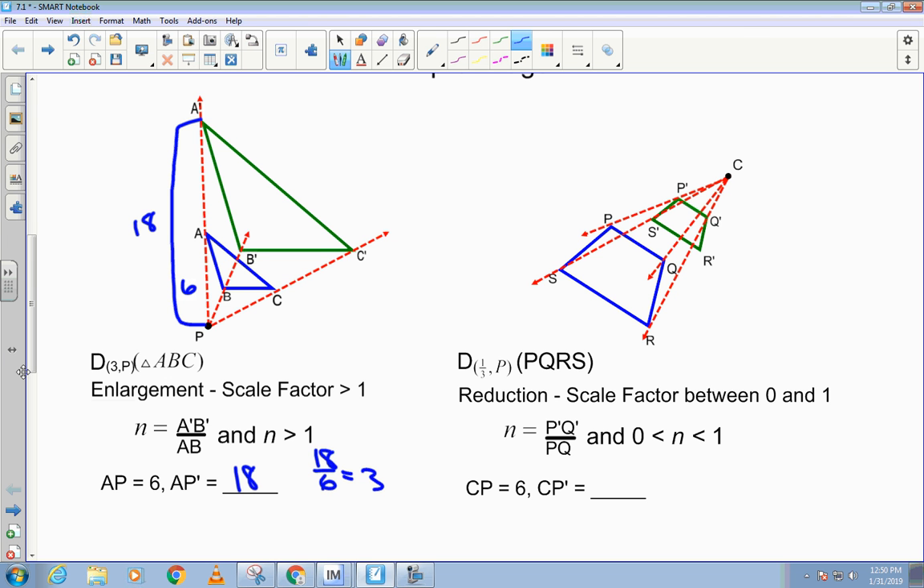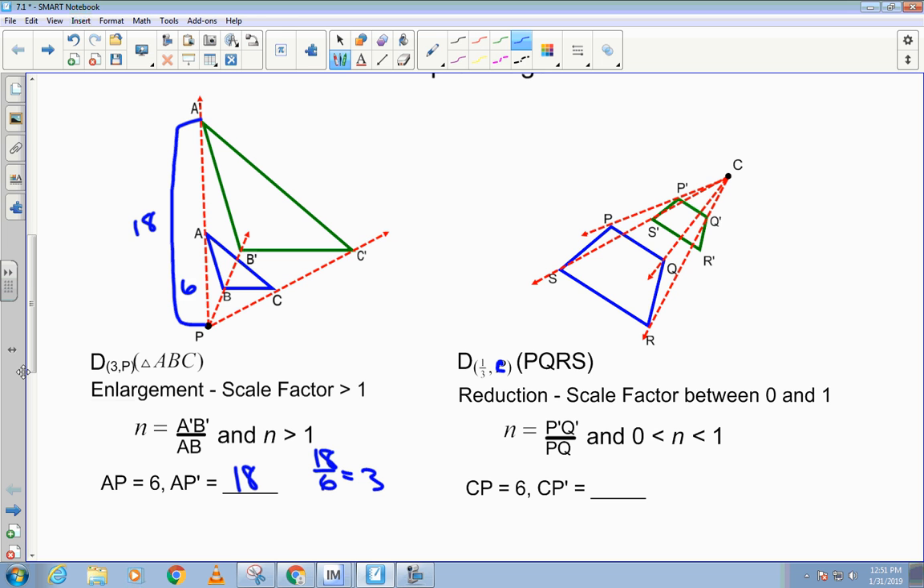This right here is a reduction, as you can see. Because look, there's a D prime, so it gets smaller. Now, I used the wrong letter right here. This should be a 6. Let's change that to a 6. Okay. This is a dilation with a scale factor of 1/3, and the center of dilation is C.